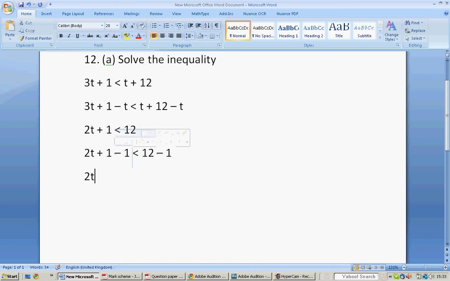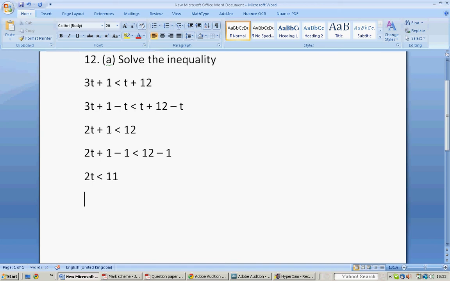So 2t plus 1 minus 1 leaves 2t plus 0, which is simply 2t. 2t is less than 12 minus 1, 11. We're almost there. We don't know what number t is yet, but we do know that if you multiply it by 2 it's less than 11.